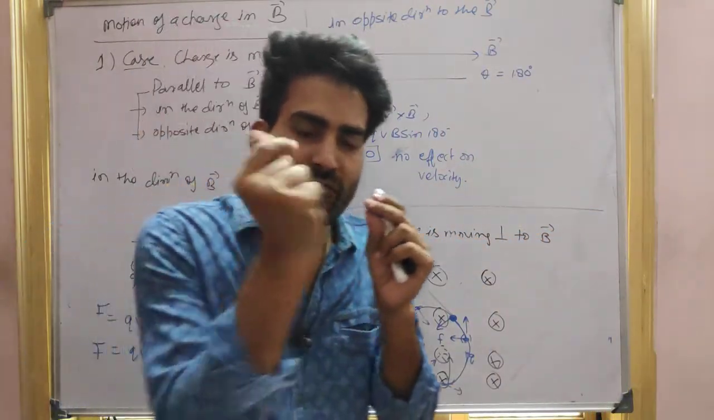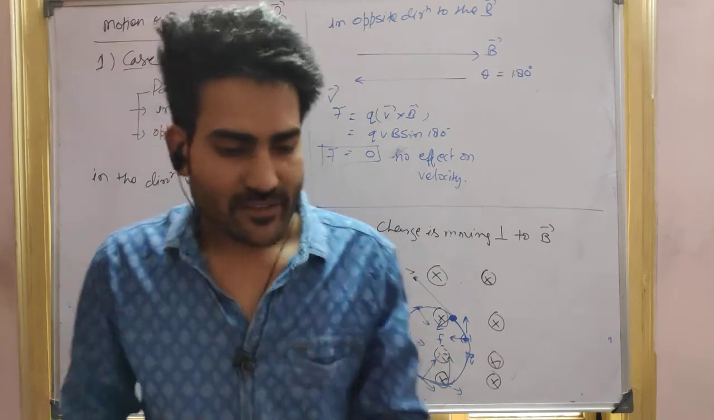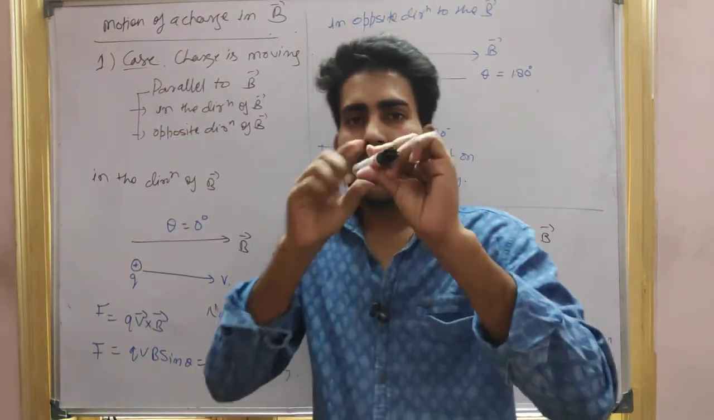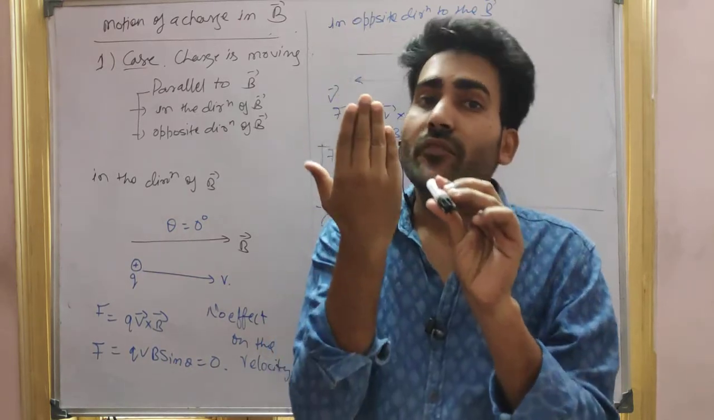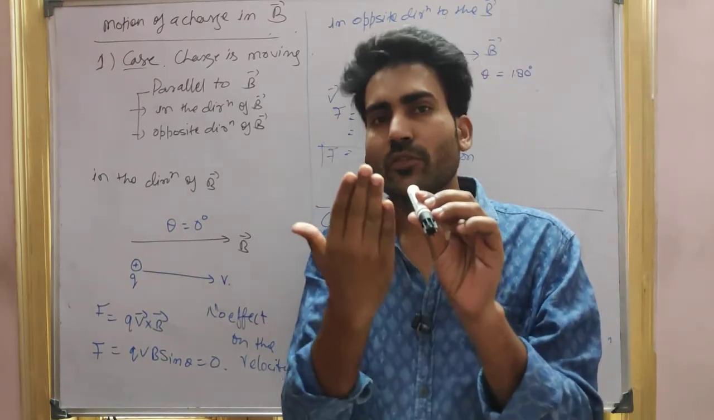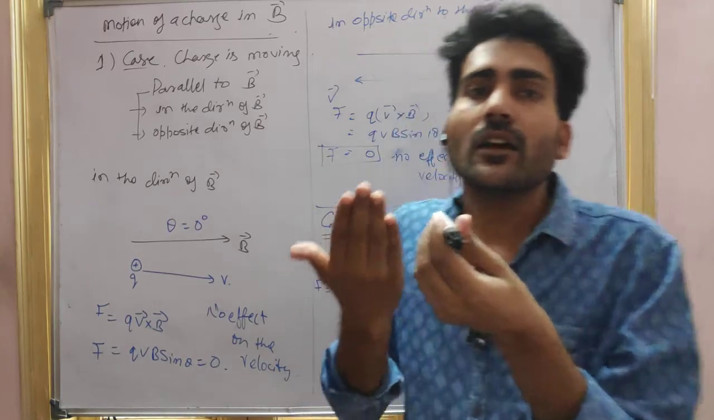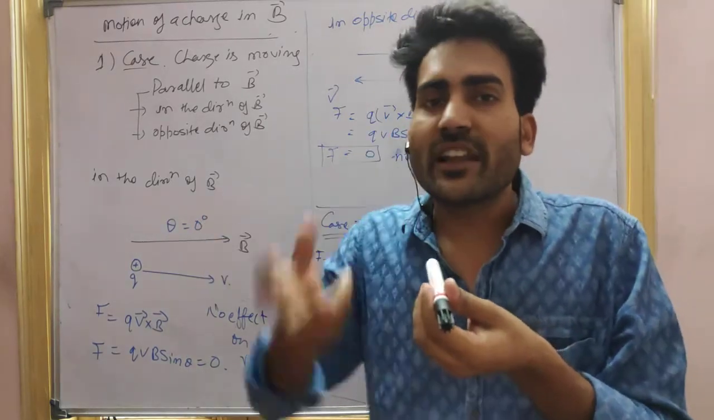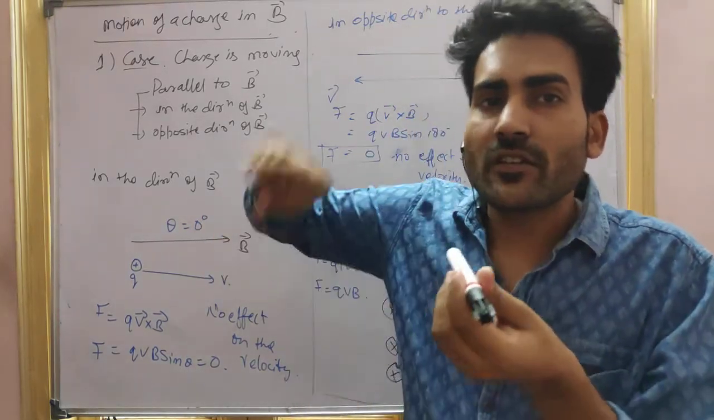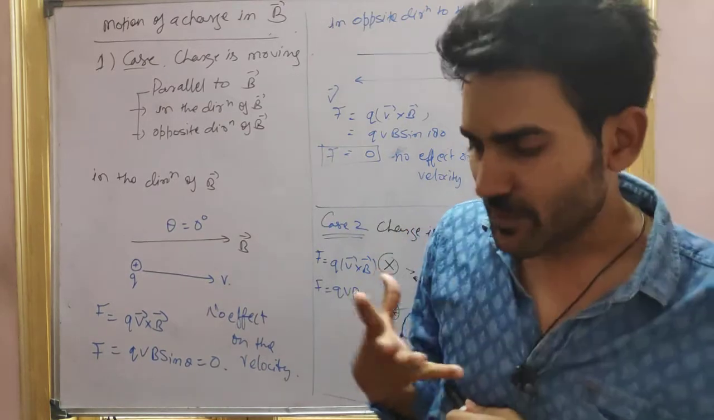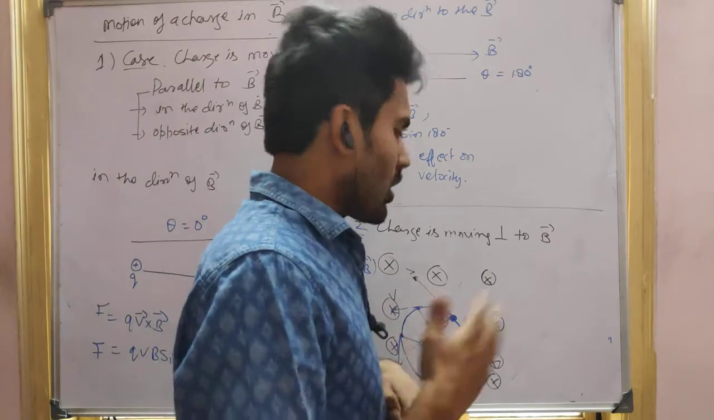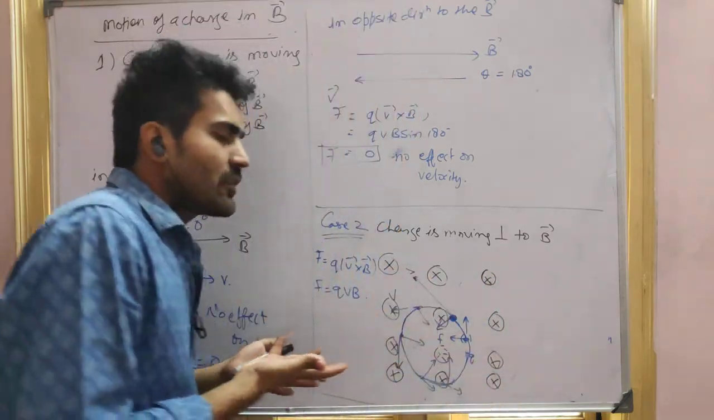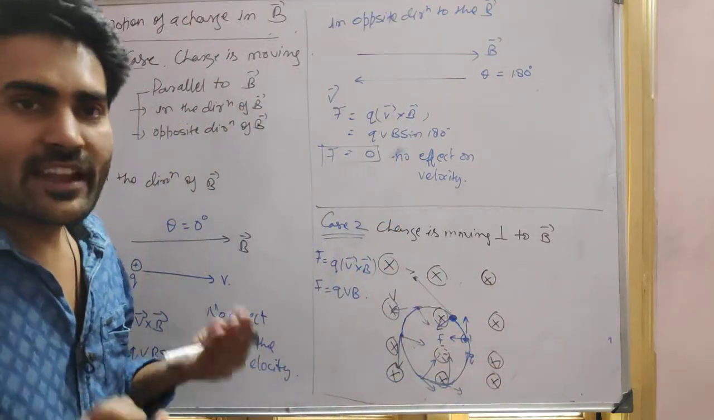So what we understood here is that whenever there is a field and the velocity is directly perpendicular to the field, the motion of the particle or charge will be a circular path. Are you getting my point or not? Tell me. Is it clear? So how can you find out the direction of the force? How? Right hand thumb rule.